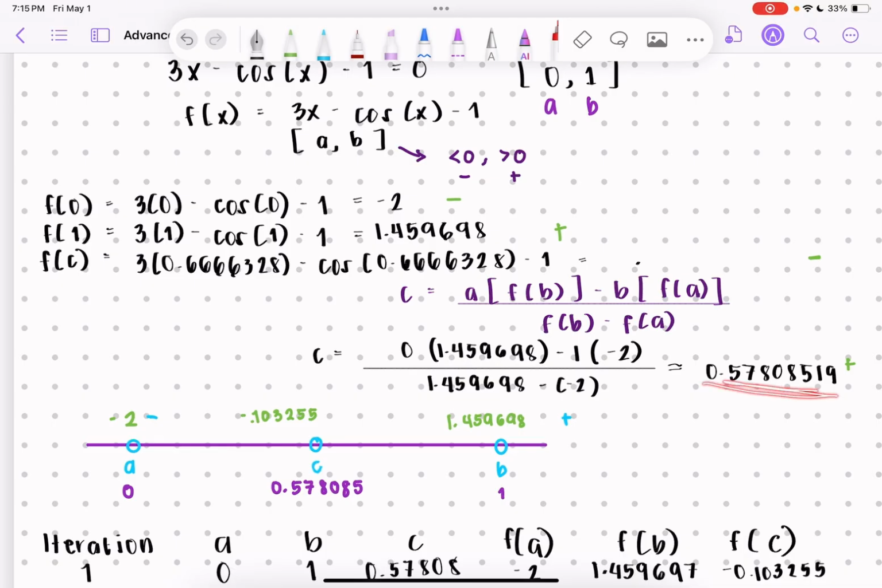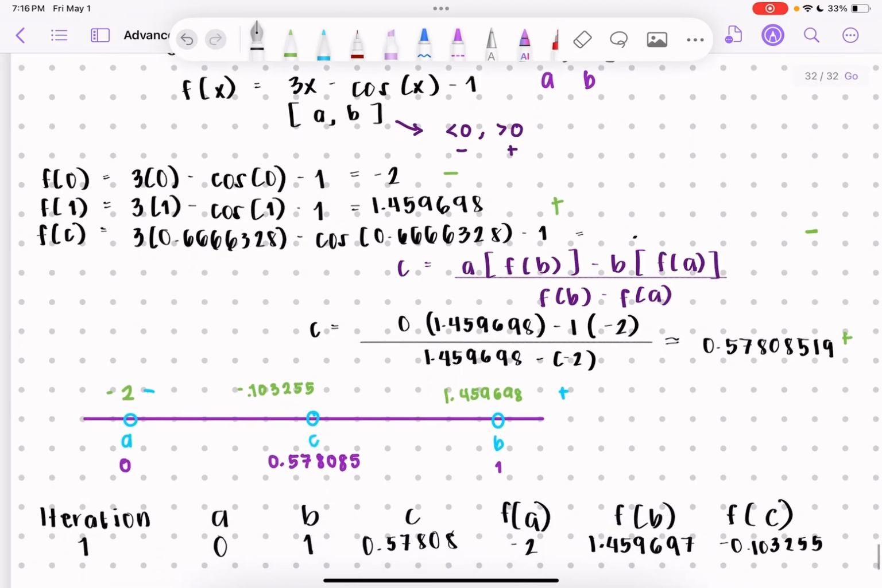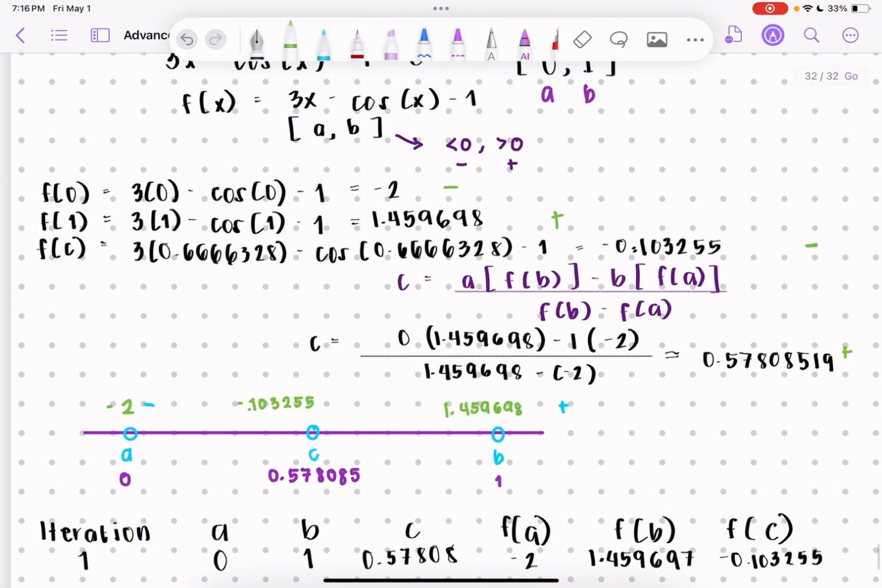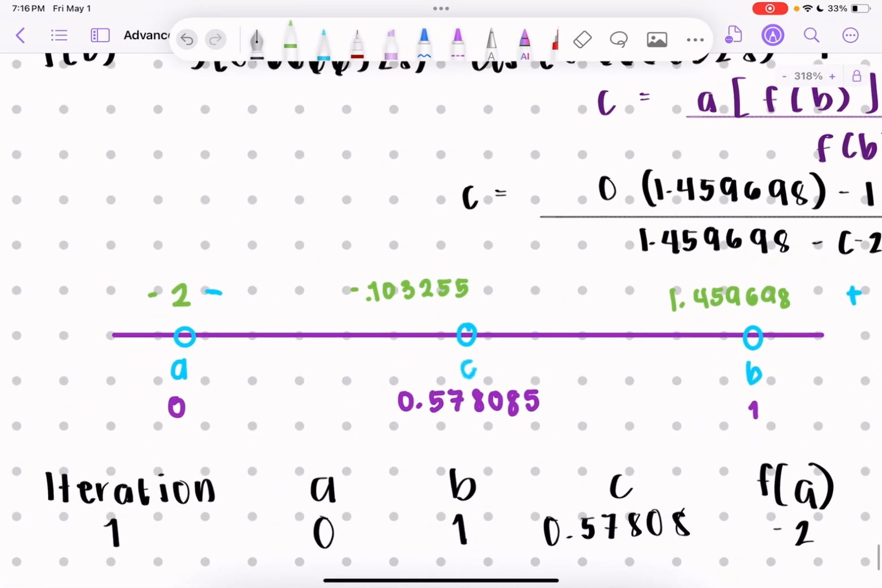Now, since we already have the value of our C, we're going to solve for F of C by simply substituting this value into the main equation we have right here. So that would be 3 times C minus cosine of C minus 1. And that would give us negative 0.103255, which means that F of C is negative. Now let's graph that for better understanding.